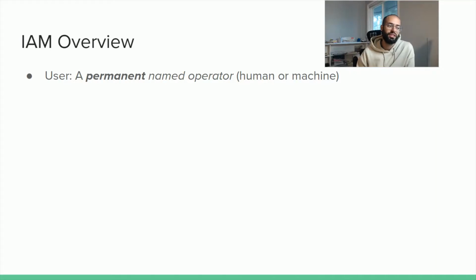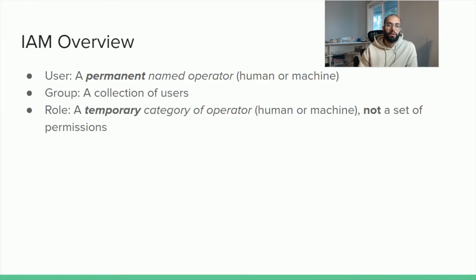The first is user. A user is a permanent named operator. So it is Joe Smith or a particularly named Lambda function. That can be an operator as well. The next is a group of users. That's fine. The third is a role.